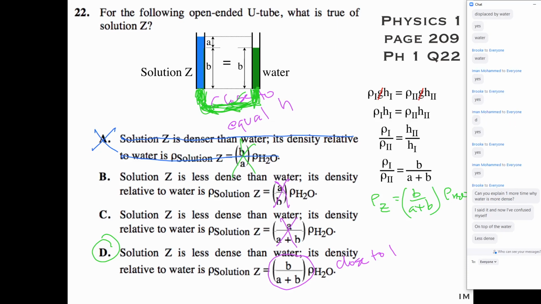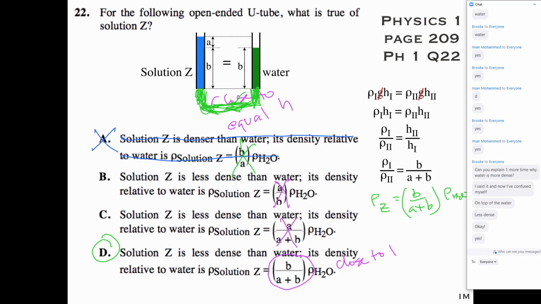Less dense floats on top. So because the Z is floating on top of the water, it must be less dense. If it was more dense, it would sink to the bottom and water would float on top. So does that seem okay or reasonable? Perfect. Yeah, so getting rid of A was the only one we could get rid of pretty quickly. But hopefully this one seems okay. D is the right answer going through all our math, but it's also the right answer simply because of the too small a fraction.